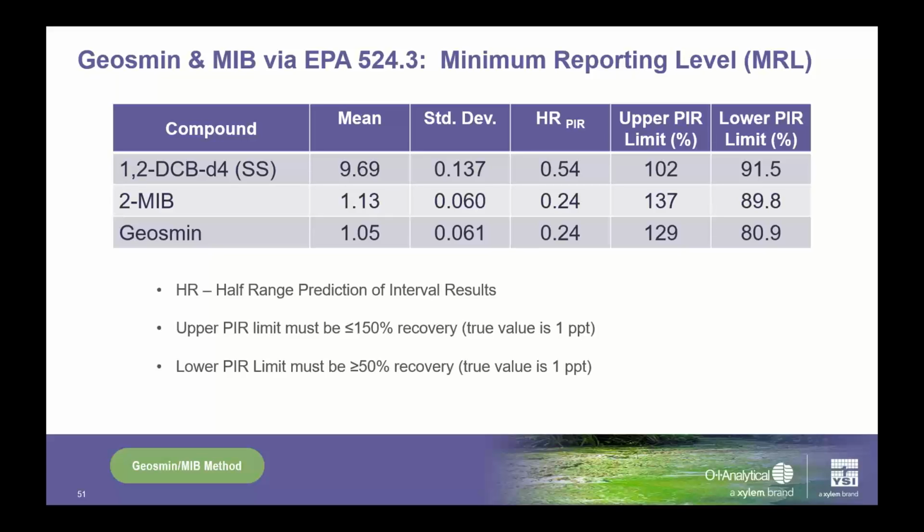Now, of course, sensitivity is one of our most important criteria when we're trying to get that 1 part per trillion target. That is defined as what's called the minimum reporting level in this method. You do the same thing of evaluating 7 replicates, and in this method, they use something called the half-range prediction interval of results, the PIR. And we are hitting the PIRs that are required for this method.